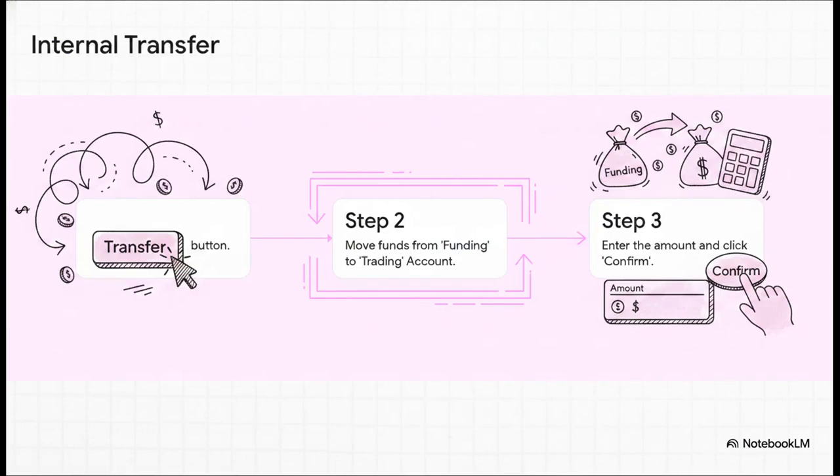All right, this is the very last step. It's just moving the money internally. You're going to click transfer and you're just moving it from your main funding account over to the specific trading account that you use for signals. Put in the amount you want to trade with, click confirm, and that's pretty much it.